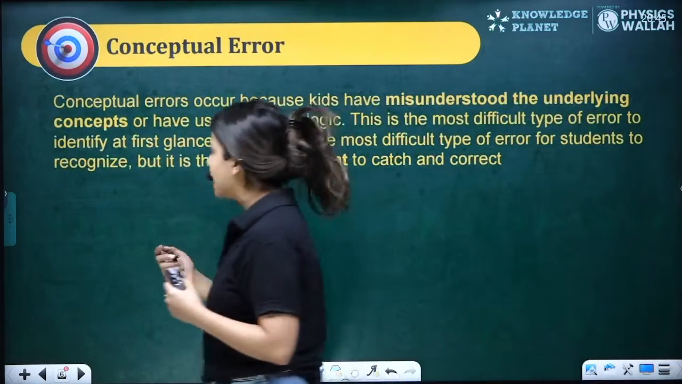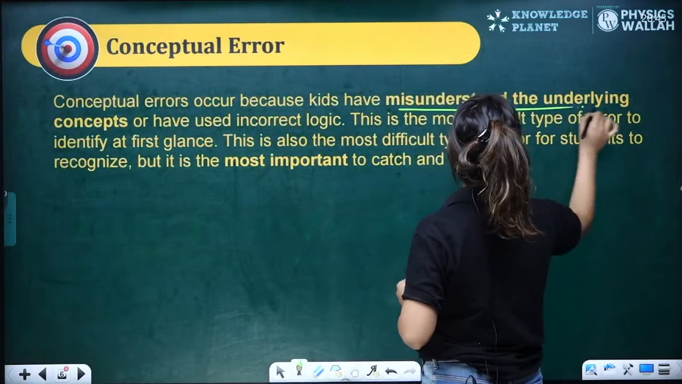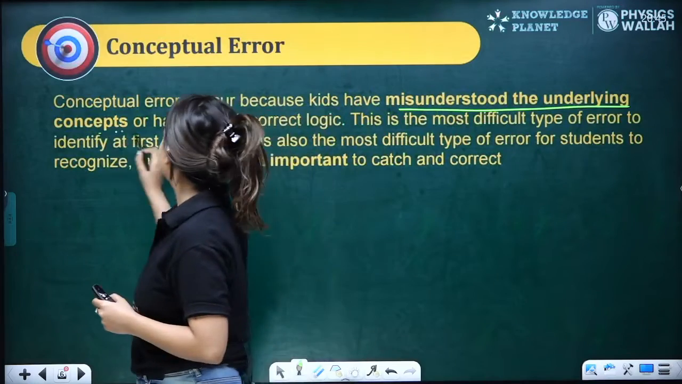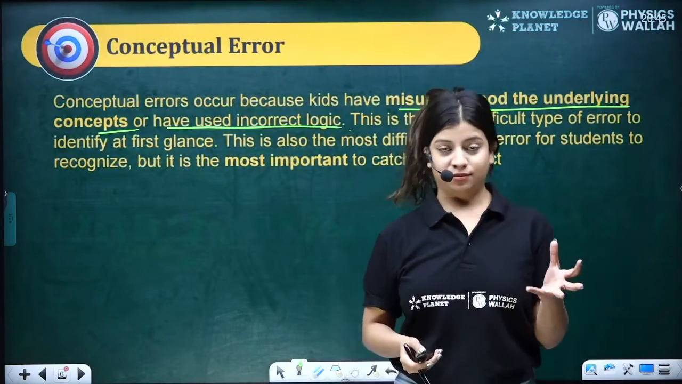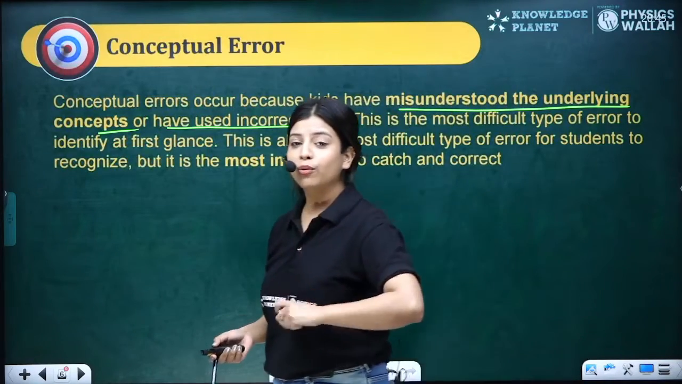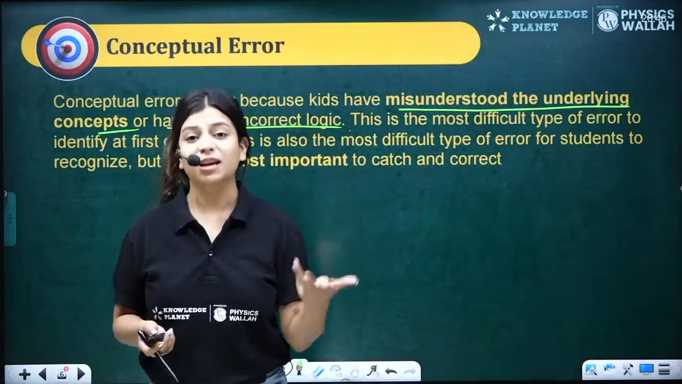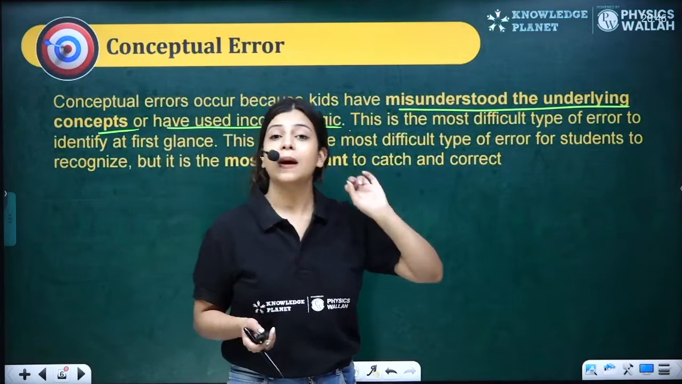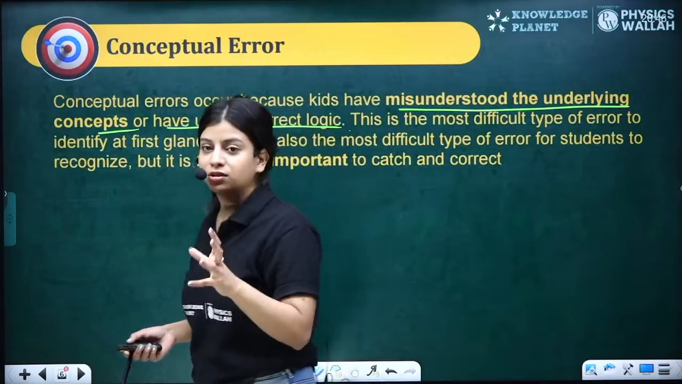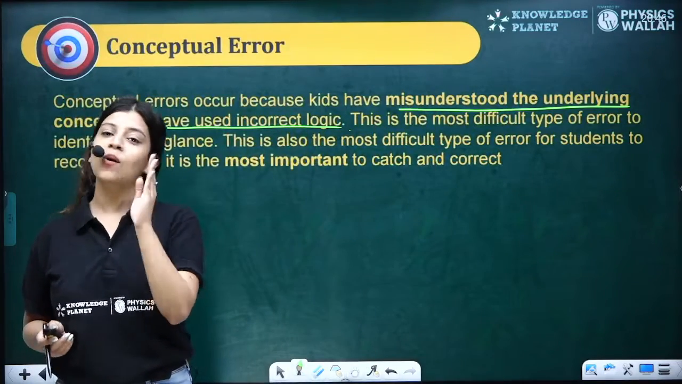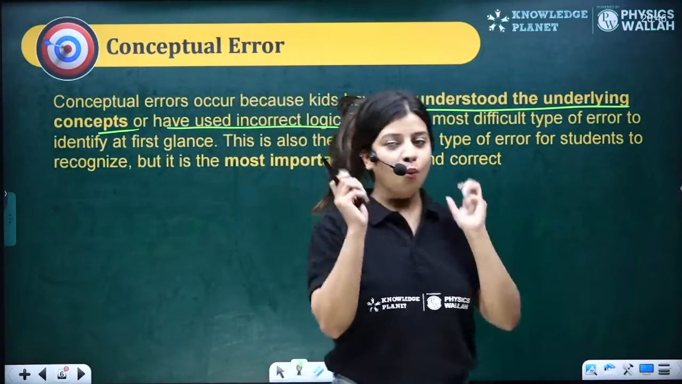Now, why does this happen? Conceptual errors occur because students have misunderstood the underlying concepts or have used incorrect logic. For example, in a question you may have to find the age 4 years before, and some students do +4. No, 4 years before is -4, right? So these are certain conceptual errors, because I always tell you concept is power. This is one of the most important things that you need to work upon.